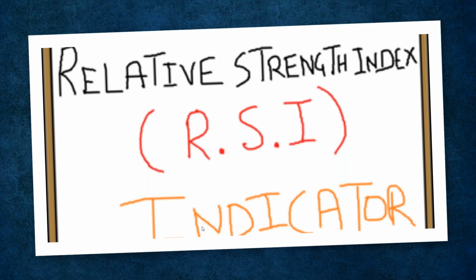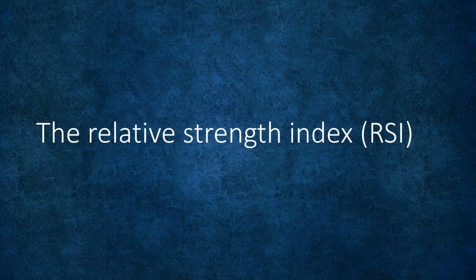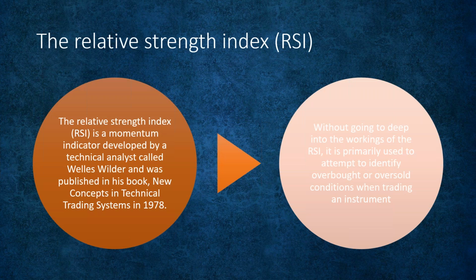The relative strength index is one of the most popular trading indicators. We're going to refer to it tonight mostly by RSI, which is short for relative strength index. The relative strength index is a momentum indicator developed by a technical analyst named Wells Wilder. Sounds like some movie star name. It was published in his book, New Concepts in Technical Trading Systems, in 1978.